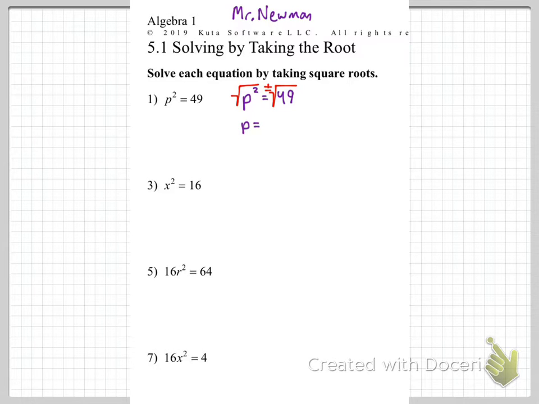And then we have the square root of 49 is 7. You can actually type that in your calculator if you don't know that off the top of your head. And we get p equals plus or minus 7. That means there are two solutions, positive 7 and negative 7.